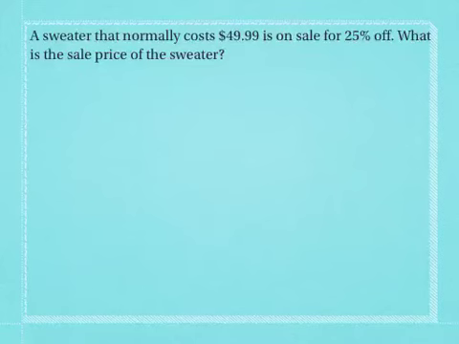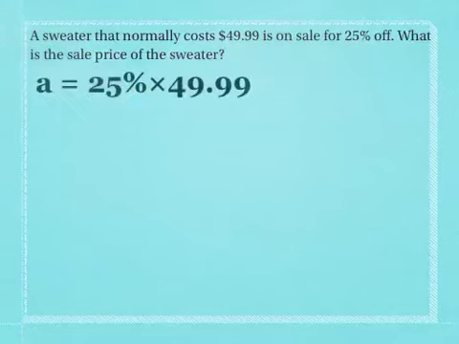The example says a sweater that normally costs $49.99 is on sale for 25% off. What is the sale price of the sweater? We know that my whole thing is $49.99, and I know that I want to find 25% off of that price. To find 25% of $49.99, I can plug it into my percent equation. I'm trying to find the part A that equals 25% times $49.99.